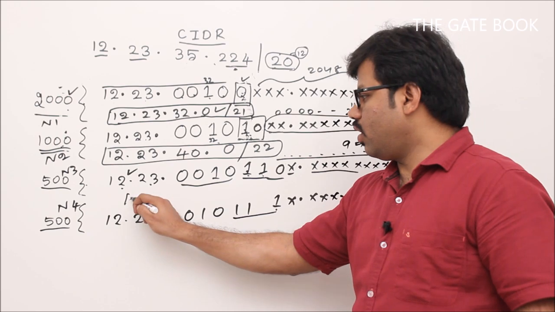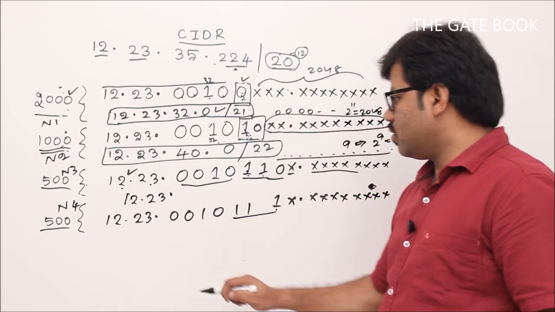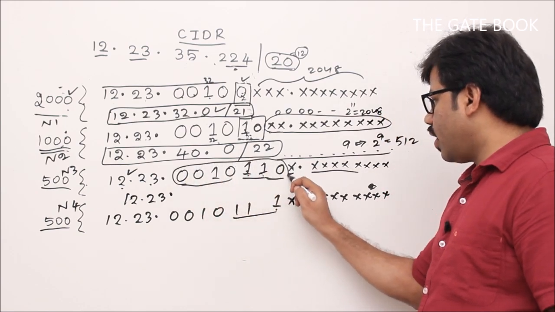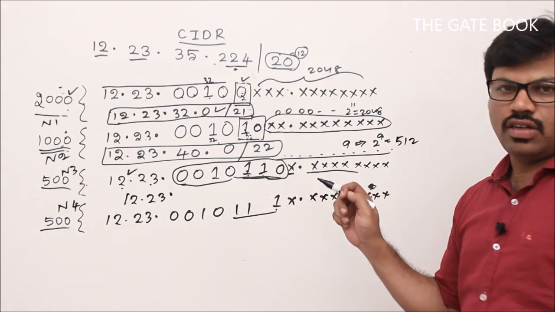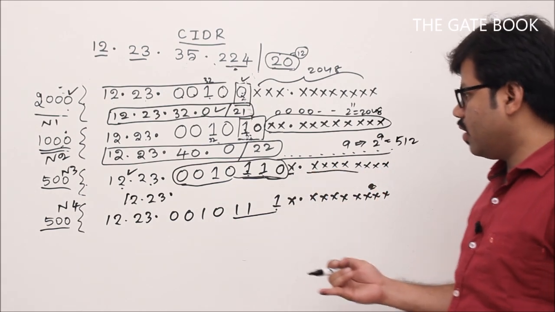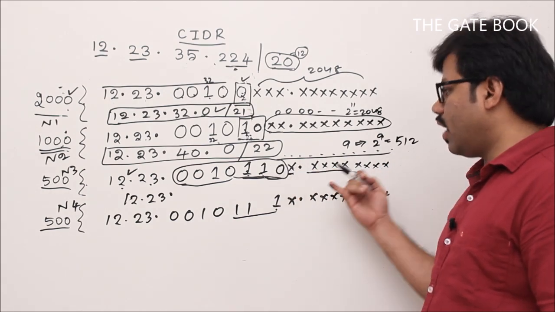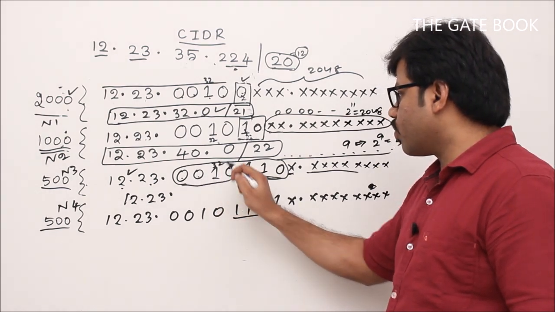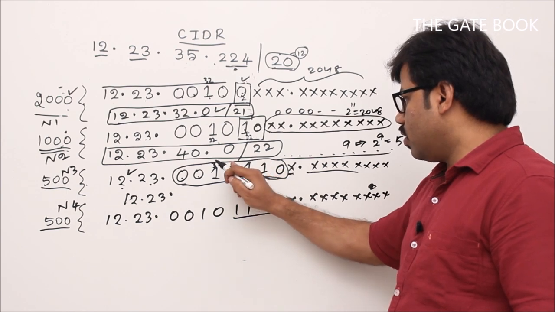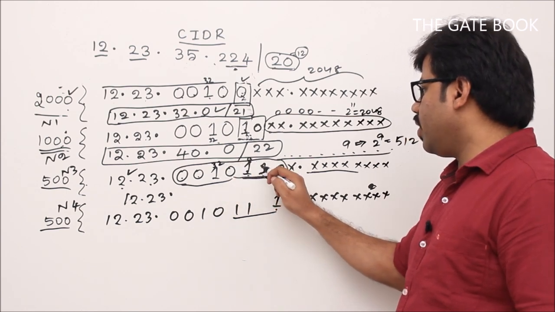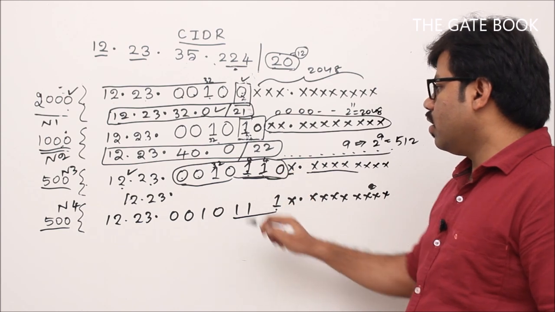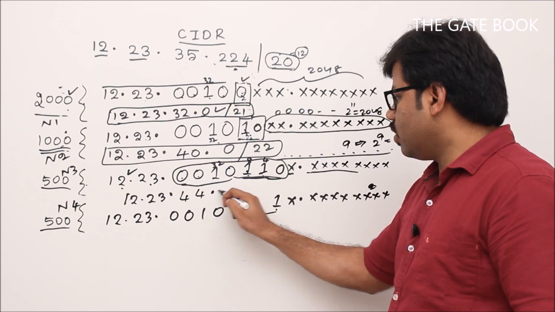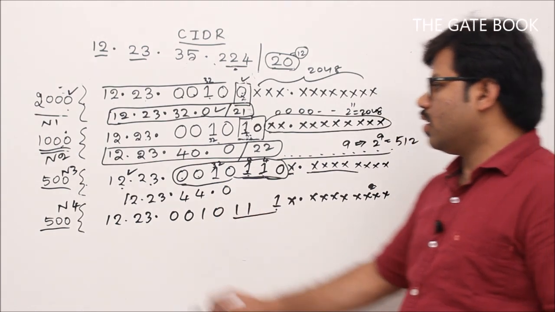So finally, what is this network ID? Simple. 12 dot 23 dot. See, where is the network part? 0 0 1 0 1 1 0, right? Only this X part is the host part. So we have to keep all zeros over there for the network ID. So this will be 32, right? 128, 64, 32. This will be 16, 8. This will be 4, correct? 32 plus 8, 40. 40 plus 4, 44. 44 dot 0. This will be the network ID of this N3.